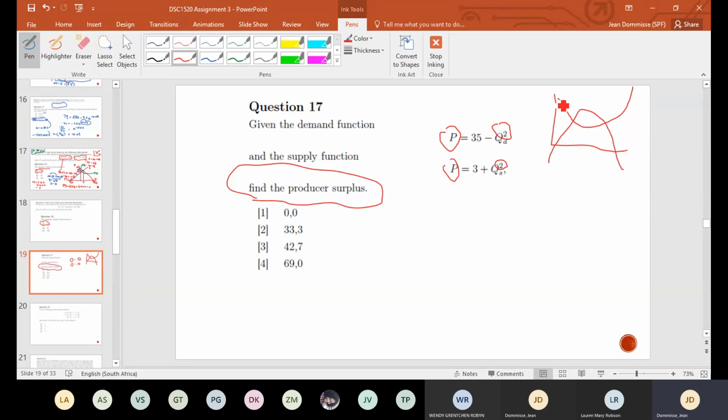So this will be your 2 graphs, and you will need to work out the producer surplus of that. Okay, so let's quickly start with it. First you need to basically work out those 2 points.